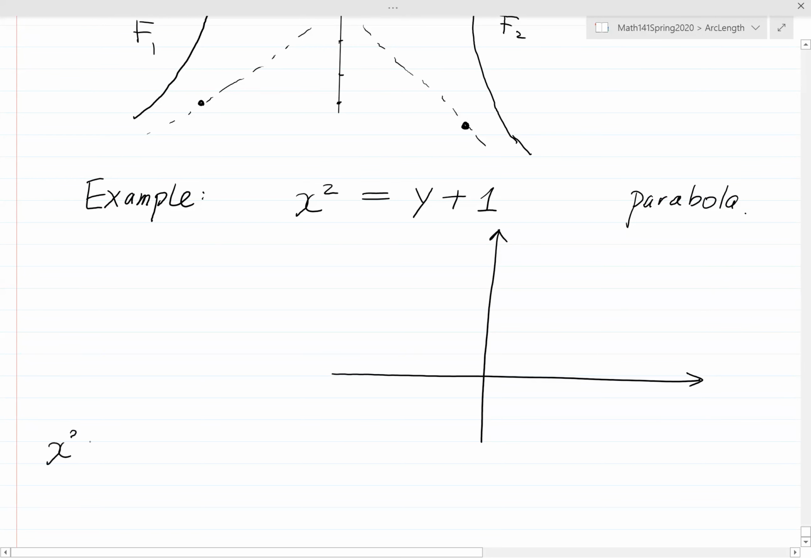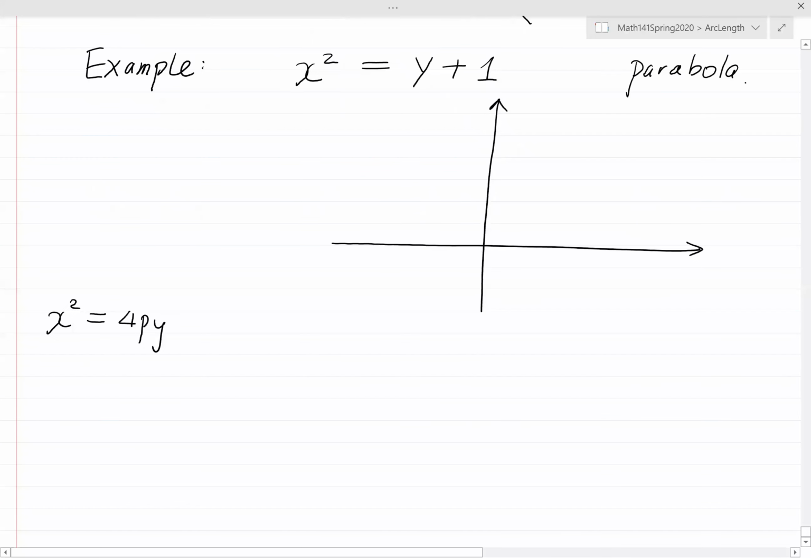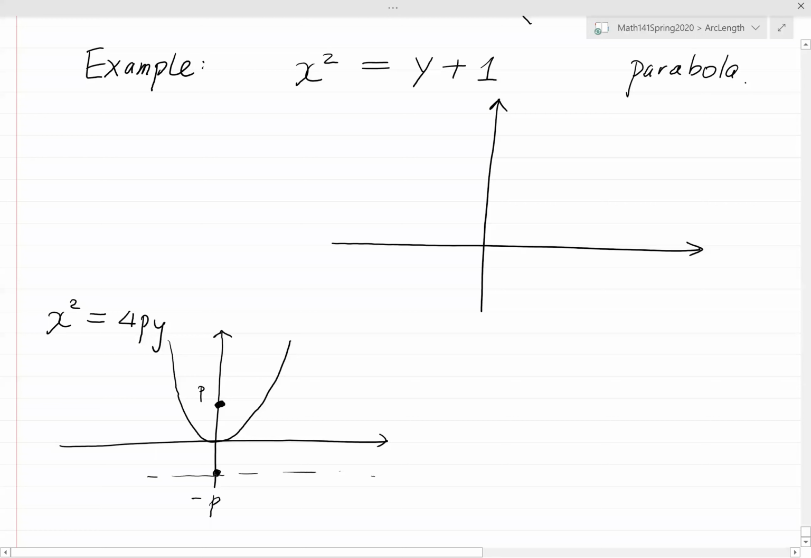So we have x squared is 4py. In this case, the focus will look like this. P is positive here. So its focus is at P, and the directrix is at negative P. Okay, negative P. So here we can write it in this manner. So what is P?